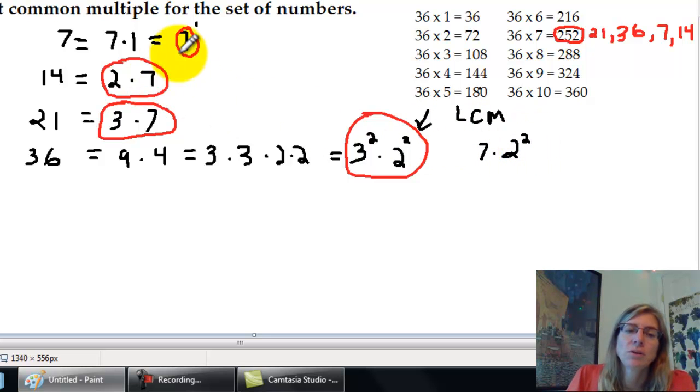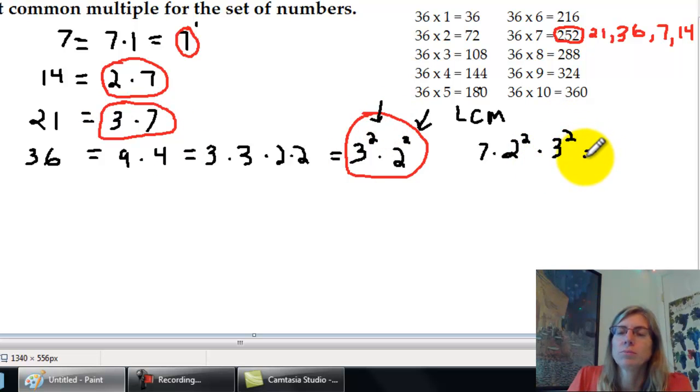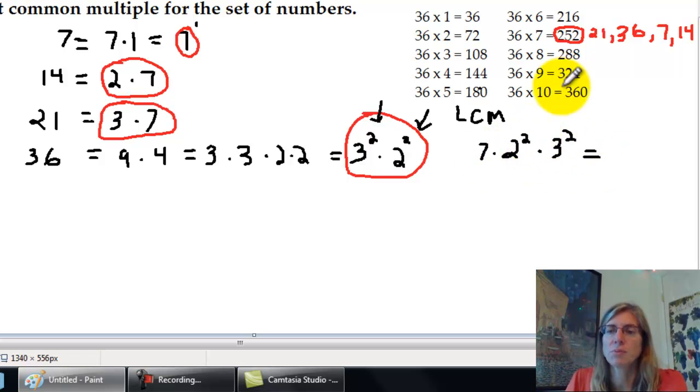Now the only base left is 3, but you've got 2 to choose from. This 3 or the 3 squared. Choose the highest exponent once again. So then that's 3 squared. Now you pulled all of those out because when you multiply these, you will end up with the least common multiple of 252. And let's see if it works.